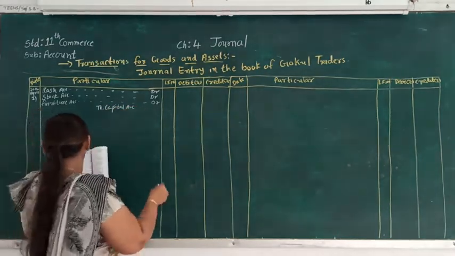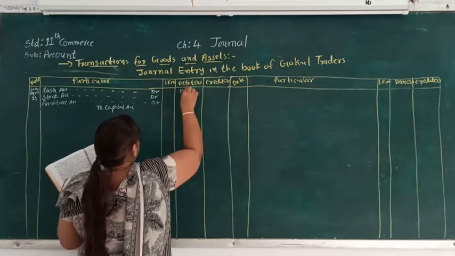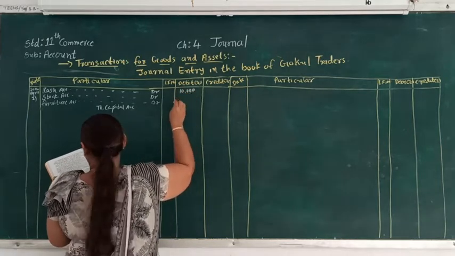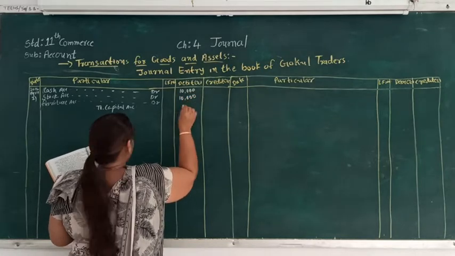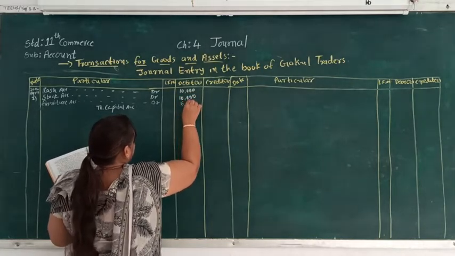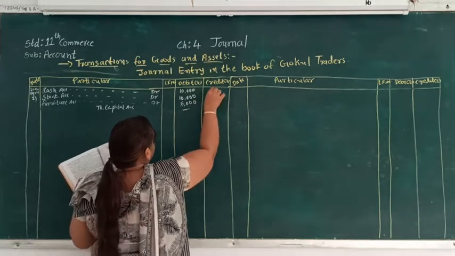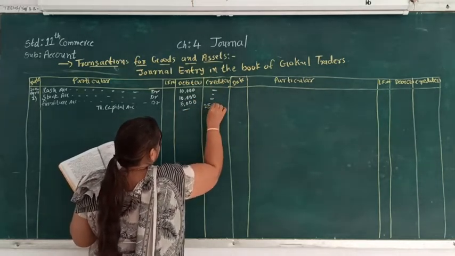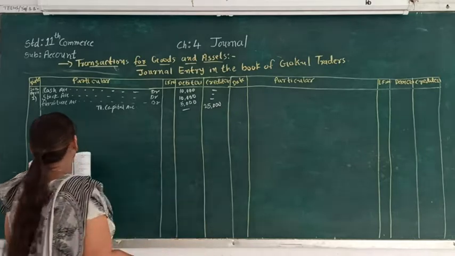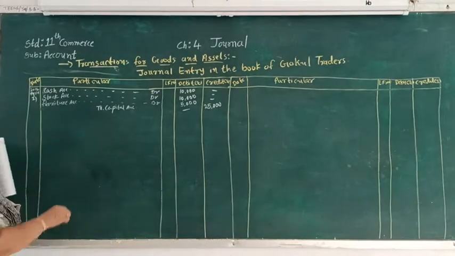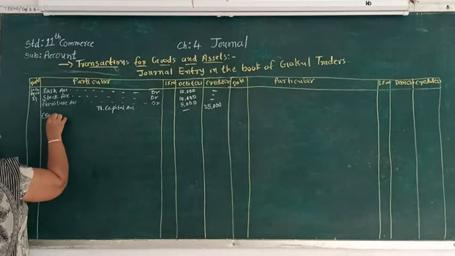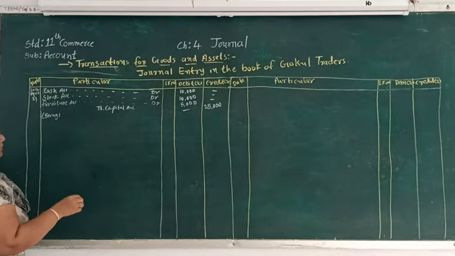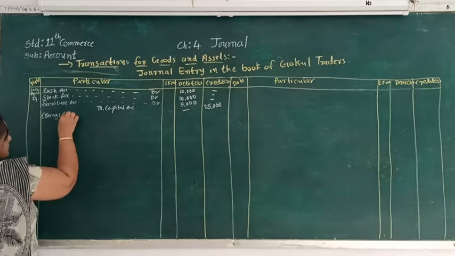So here, what is the amount? Cash is 10,000, stock is 10,000 and furniture is 5,000. So the total will be 25,000. Being cash of rupees 10,000, stock of rupees 10,000 and furniture of rupees 5,000 brought to commence the business.